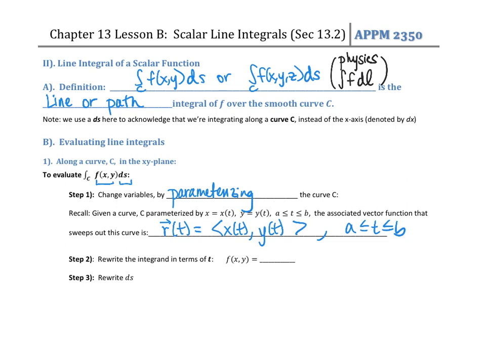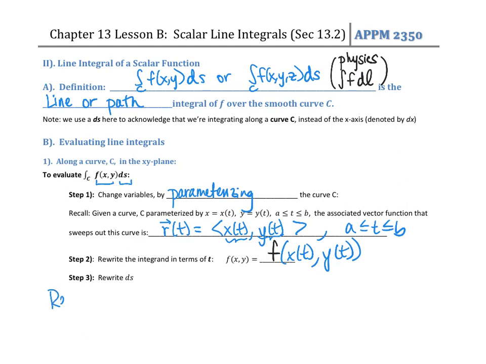All right, so once you've parameterized, you're going to use that parameterization to rewrite the integrand, because now everywhere that you have x, it's going to be replaced with x of t from your parameterization, and everywhere you have y, it'll be replaced with y of t from your parameterization. And now we need to rewrite ds. And so again, what we're trying to figure out is how does ds relate to dt? Basically, what's the Jacobian that I'm going to have here?